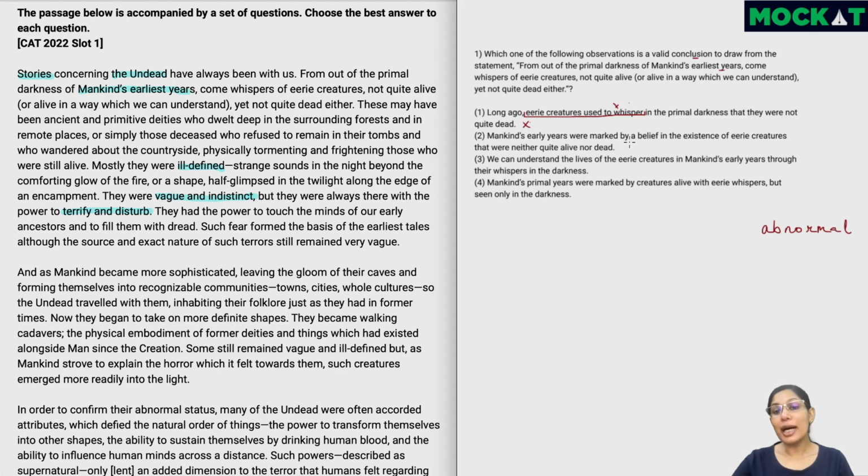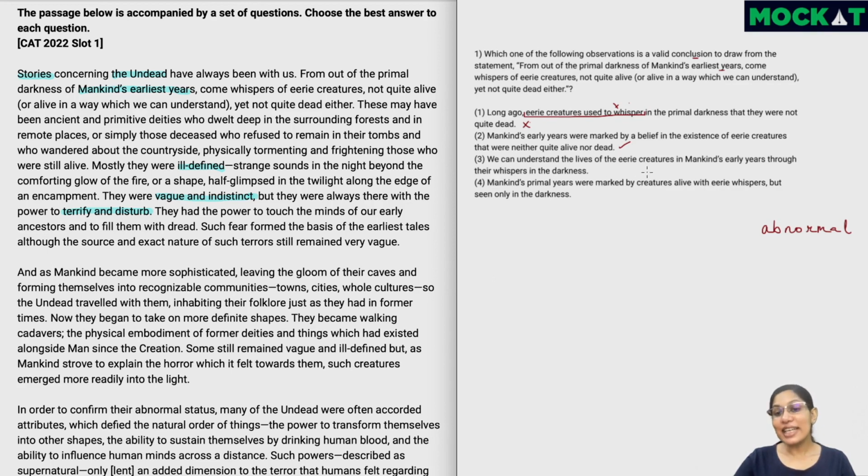Mankind's early years were marked by a belief in the existence of eerie creatures that were neither quite alive nor dead. This seems to be the correct choice because this is fairly straightforward. Mankind's early years instead of earliest years, that's close enough. There was a belief in the existence of eerie creatures, not quite alive or not quite dead. So this should be the correct choice, but let's quickly validate the other two.